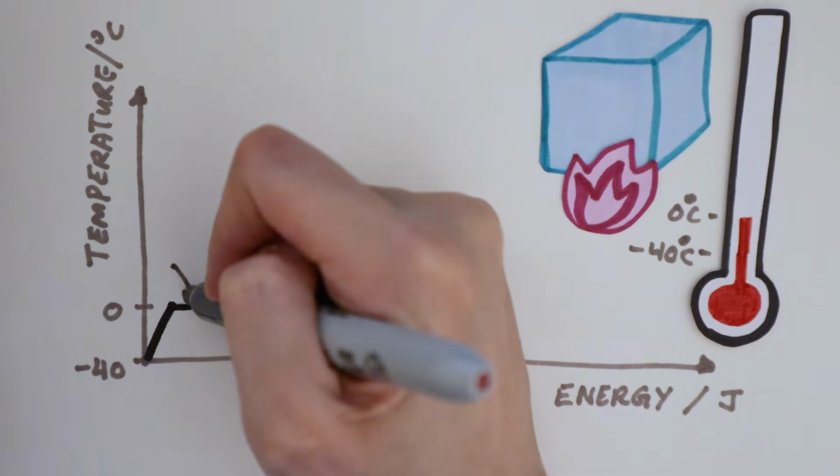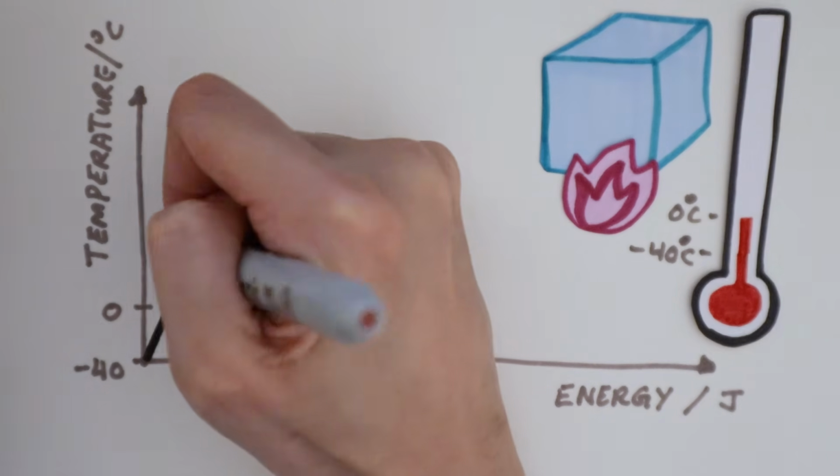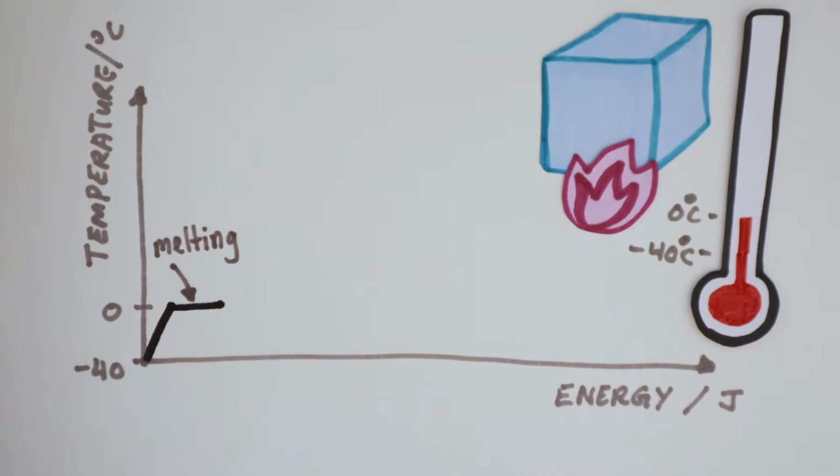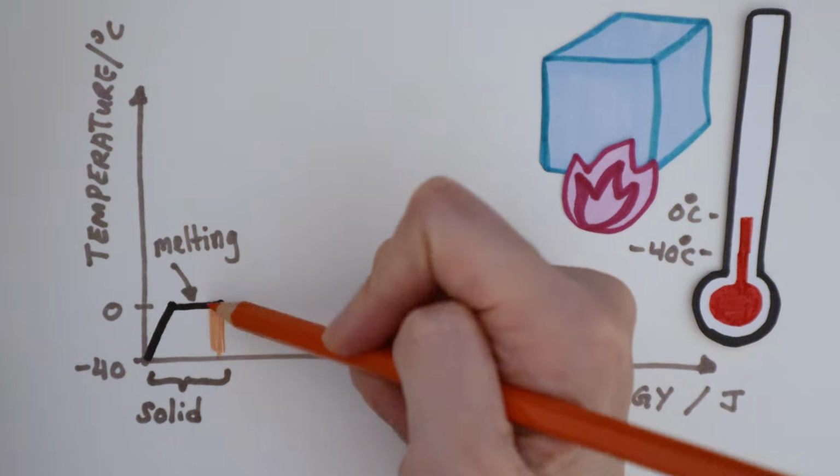This horizontal line shows us that even as we continue giving energy to this ice cube, its temperature remains the same. That's because the ice cube is using all of this energy to change its state, to melt. And while it is changing state, it does not use any of the energy to increase its temperature.